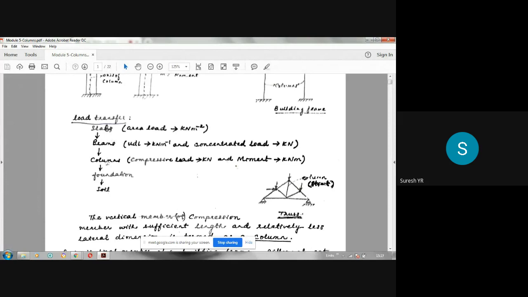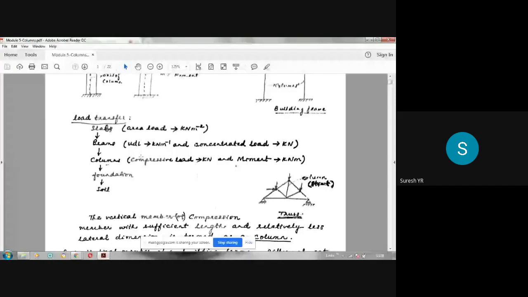Or in some cases, if a wall is resting on the beam, then the load can be taken as a concentrated load. Then the load will transfer to columns. Columns are nothing but the supports. On the columns, the loads can be of this kind. Then from the columns, the load will go to the foundation and then to the soil. So this is how the load transfer takes place in a structure.